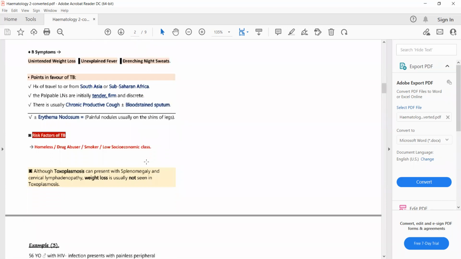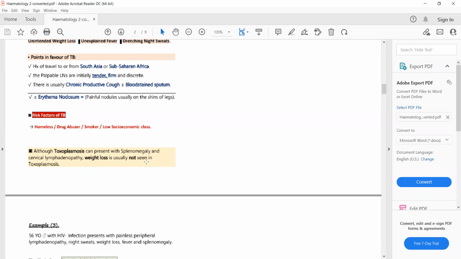Remember that another disease, toxoplasmosis, can also present with splenomegaly and cervical lymphadenopathy, but weight loss is not usually seen in toxoplasmosis. So lymphadenopathy with splenomegaly without weight loss is toxoplasmosis. And if there is weight loss, then it is lymphoma. And if there is a history of travel, then it will be TB. So keep in mind these three differential diagnoses.